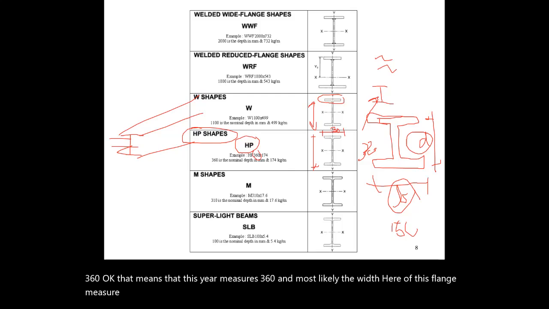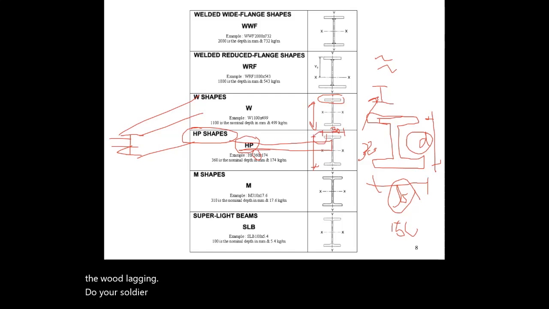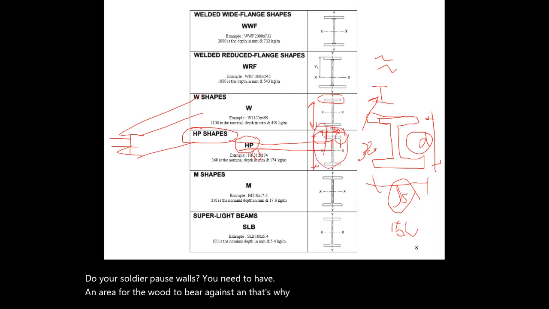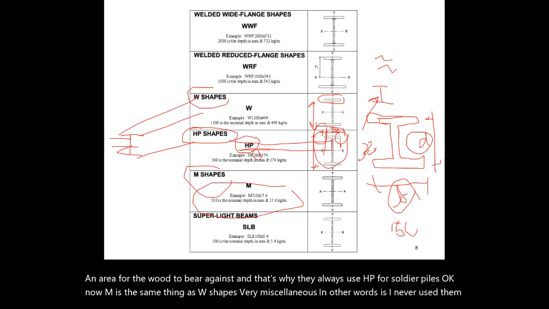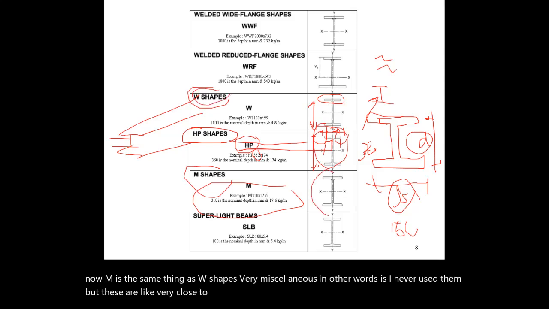The reason that's the case is that when you put in the wood lagging to do your soldier pile walls, you need an area for the wood to bear against, and that's why they always use HP for soldier piles. Now M is the same thing as W shapes, very miscellaneous. I never use them, but they are very close to W shapes, and it's miscellaneous steel.